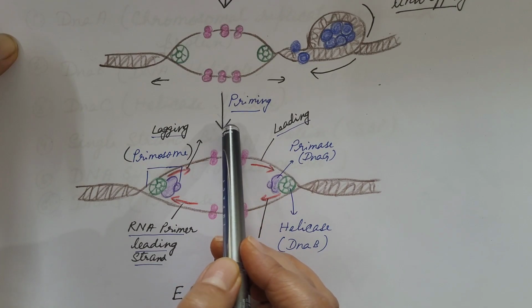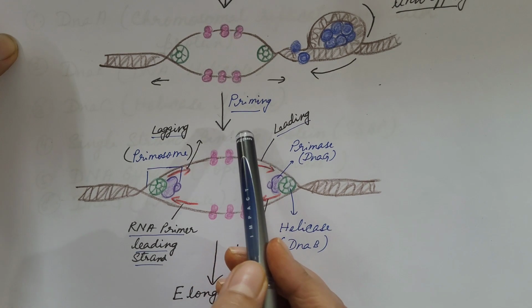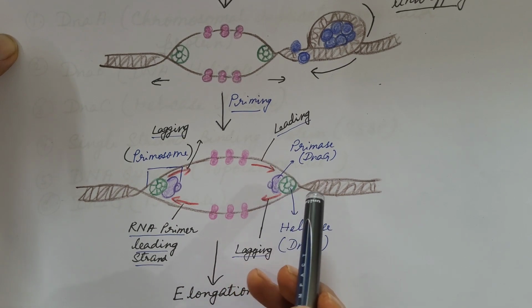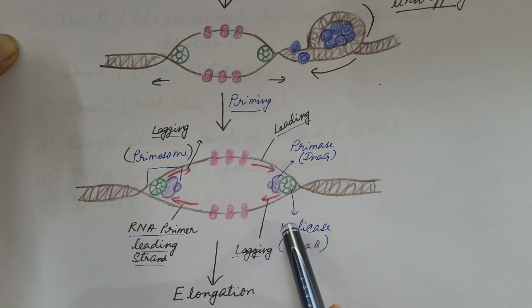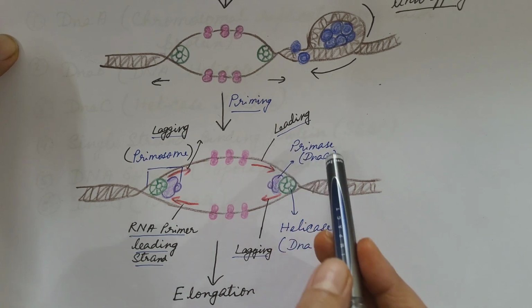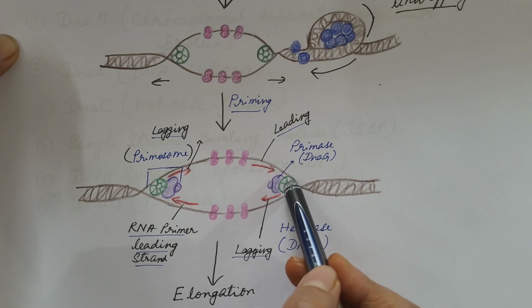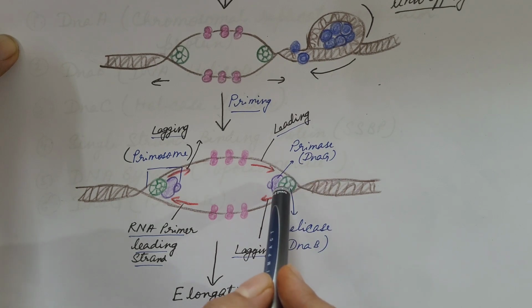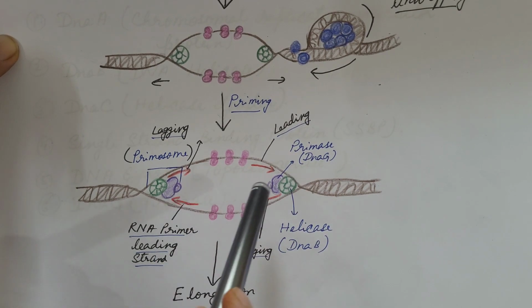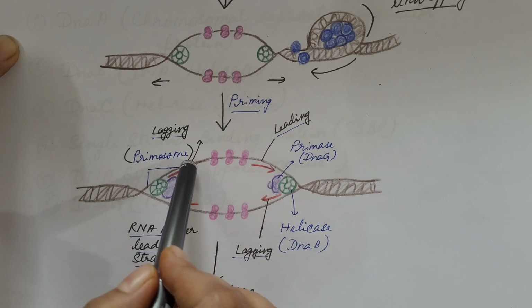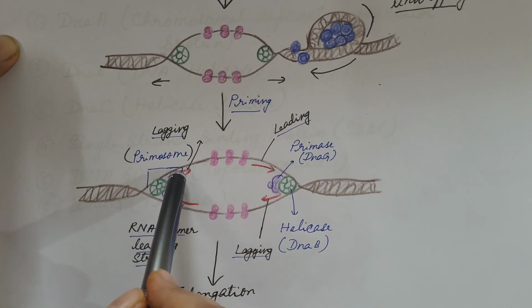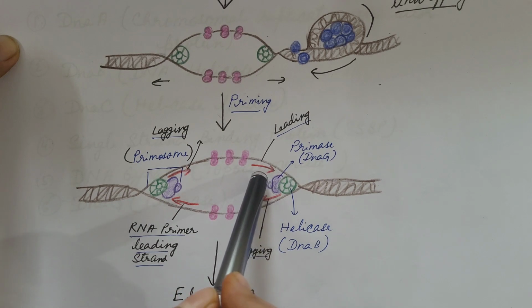After this, priming takes place, that is the synthesis of the primer. For this, the primosome is assembled at the two replication forks. This primosome consists of helicase, DnaB, and primase, DnaG. Helicase is required for the activation of the primase. So, the primer is synthesized by the primase. This is the primer for the leading strand. This is the primer for the lagging strand. Here, this is the primer for the lagging strand and this is the primer for the leading strand.